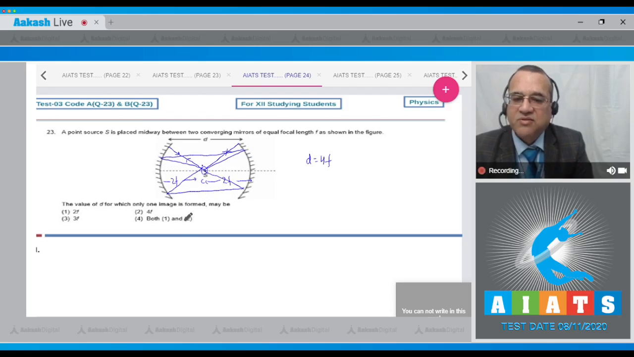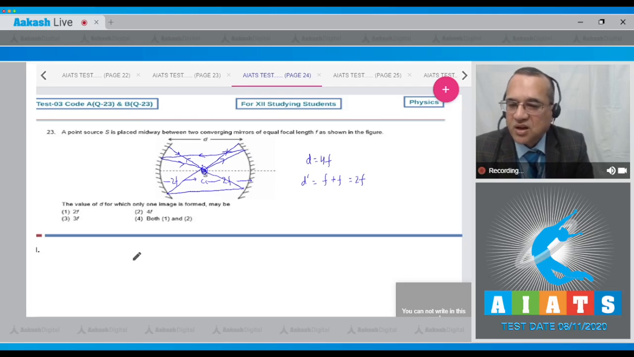Only one image will be formed. And this happens when this distance is equal to focus, because once the object is at the focus, then the ray after a reflection becomes parallel, and again from here will come back to the focus. So then this distance is f and this is f. Then the second distance is f plus f, which is 2f.